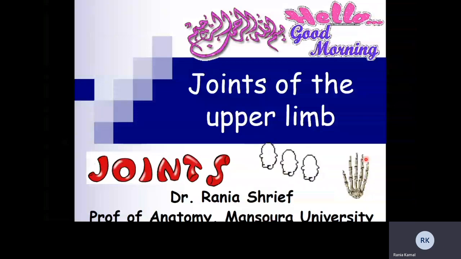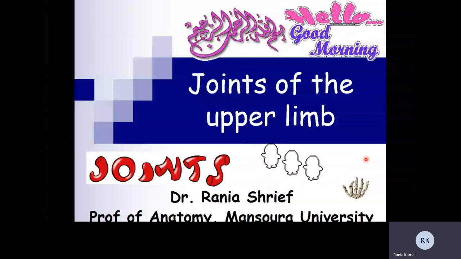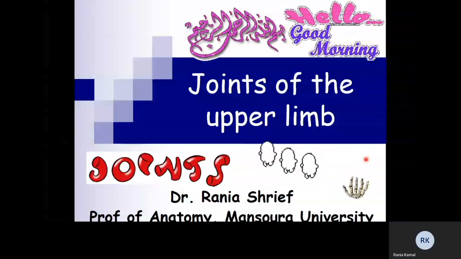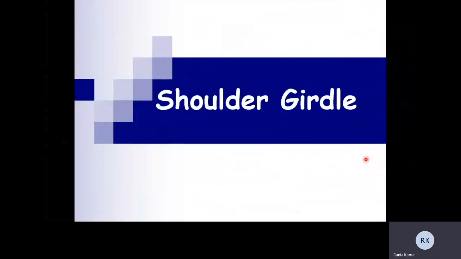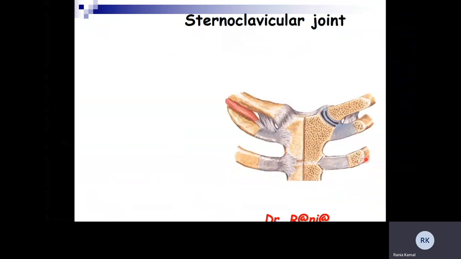We will discuss joints of the upper limb. We will focus on the joints of the shoulder girdle and the shoulder joint. Let's start with the shoulder girdle, and when we mention shoulder girdle, we mean two joints.